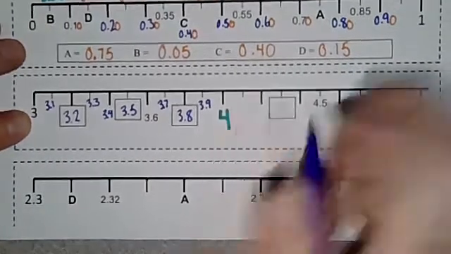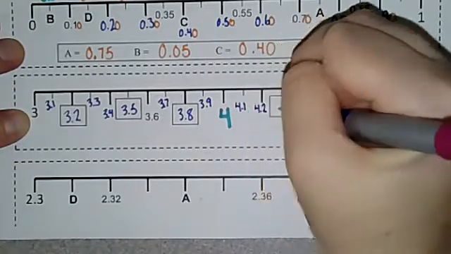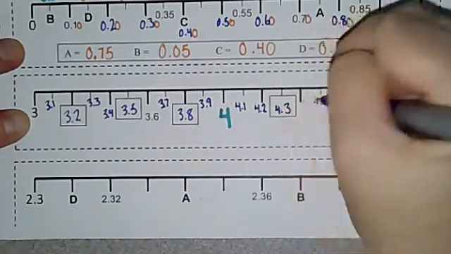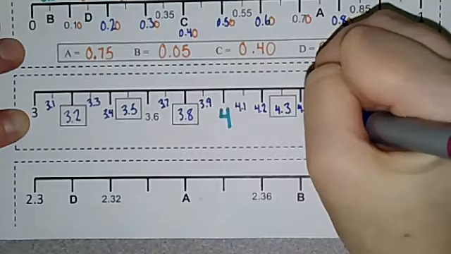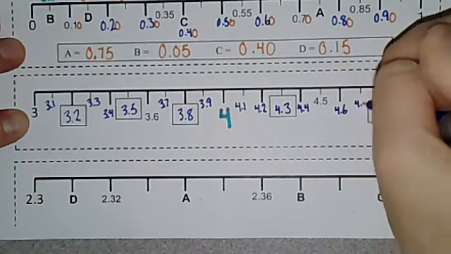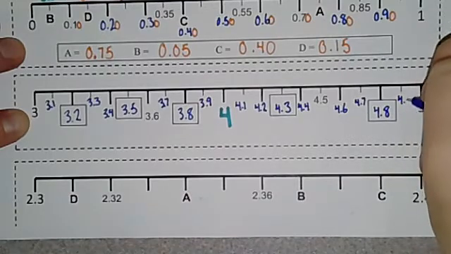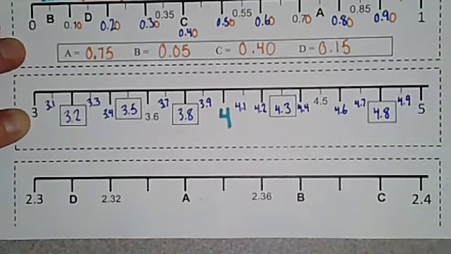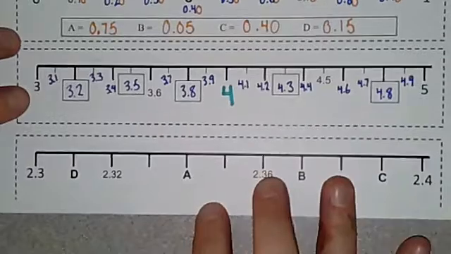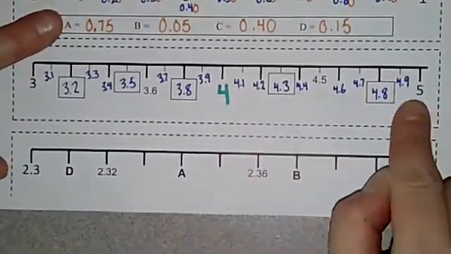All right, then I'm going to come here. This one is 4 and 1/10, 4 and 2, 4 and 3/10, 4 and 4/10, 4 and 5, 4 and 6, 4 and 7, 4 and 8/10, 4 and 9/10. And that's what's in between 4 and 5.